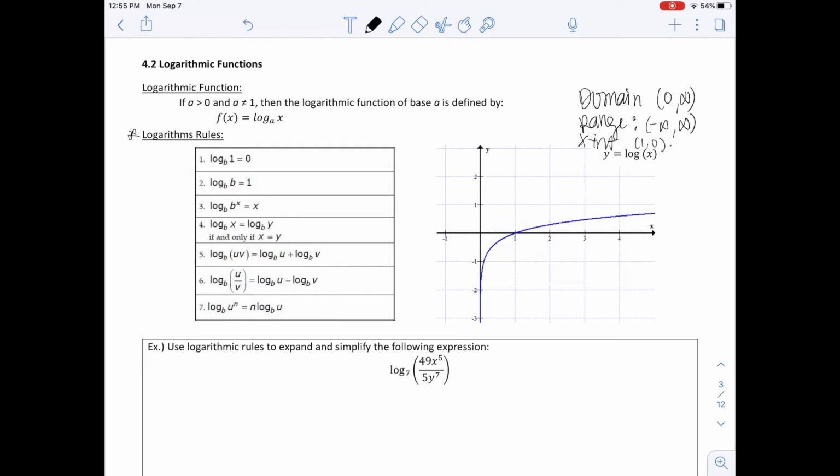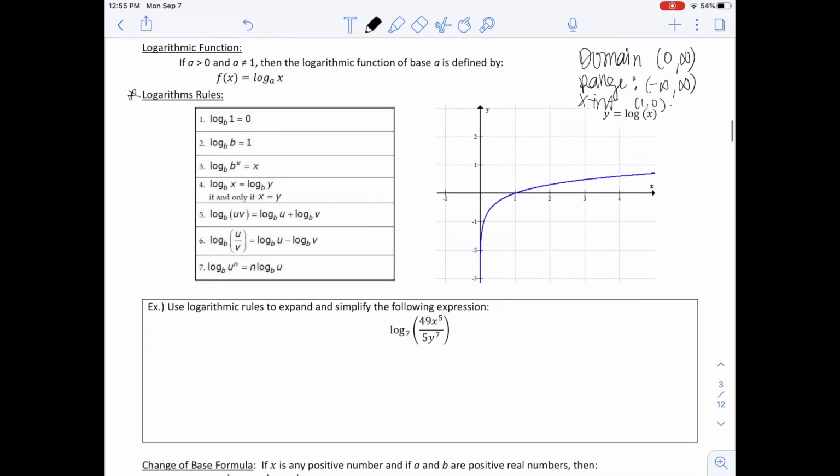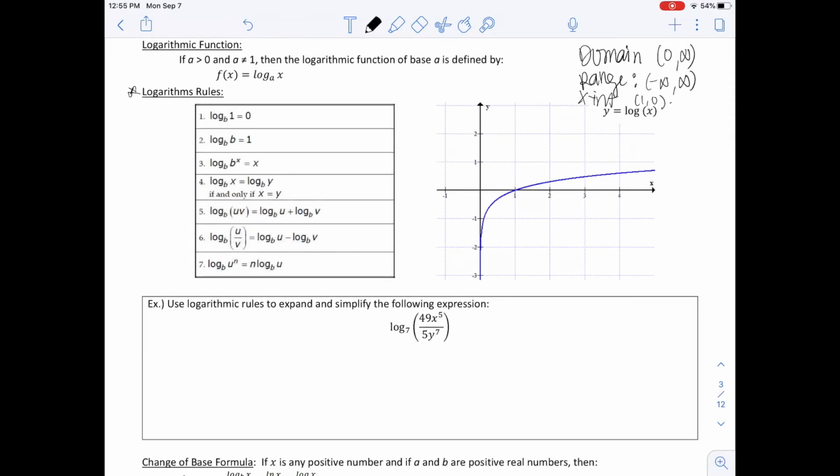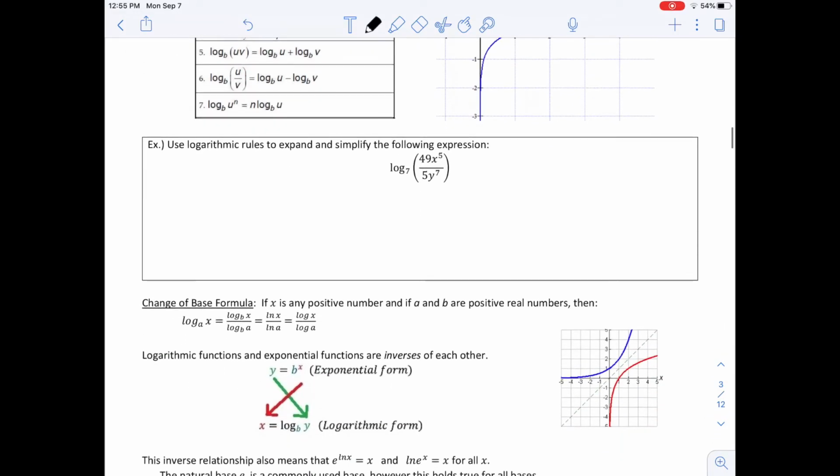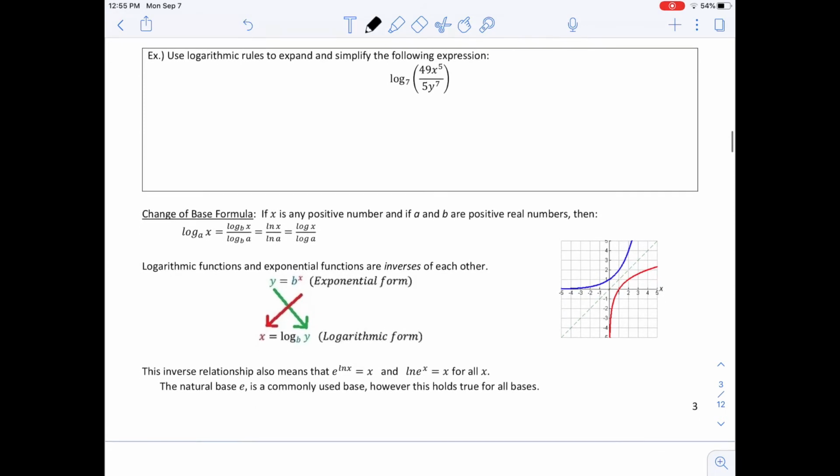The next example right below this says use logarithmic rules to expand and simplify the following expression. And we have log base 7 of 49x to the 5th divided by 5y to the 7th. So we're going to go ahead and use these rules that we have up above. So make sure you keep an eye on those.